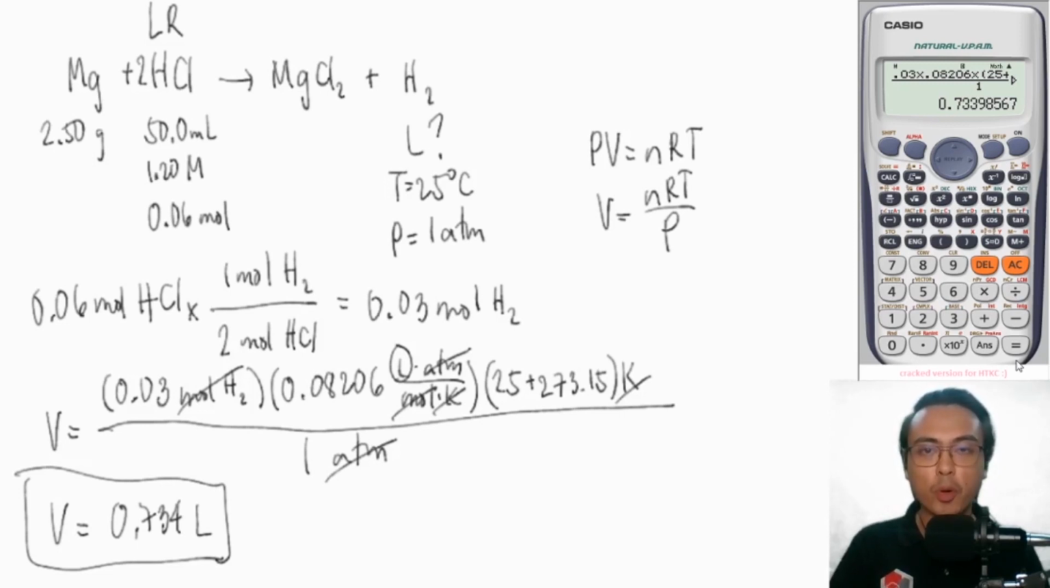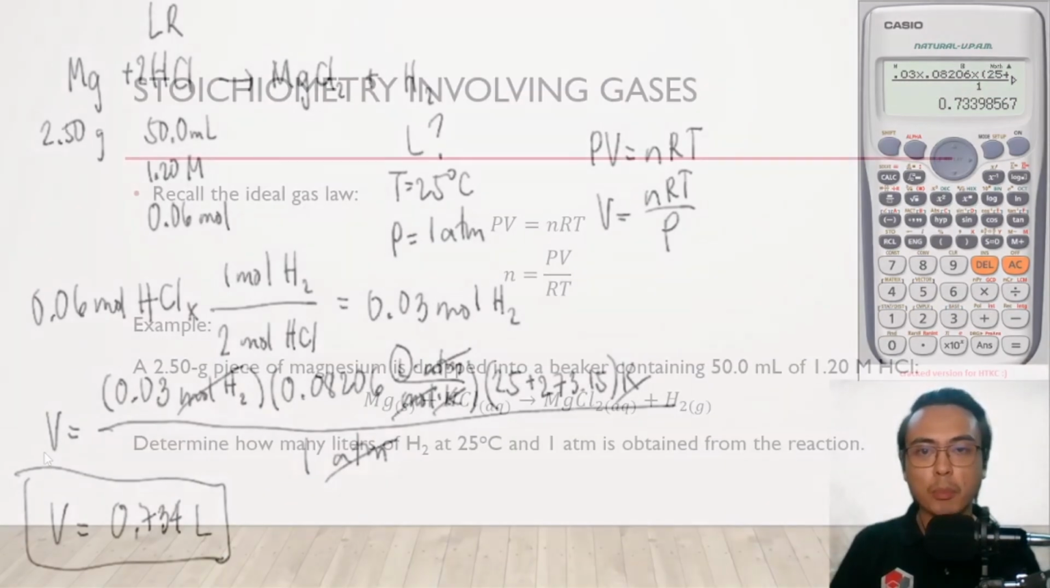Okay, the approach is still the same. The only different thing in this case is that this involves gases and we have used the ideal gas law for the computation of volume. Otherwise, it's the same process. Let's solve for the last example.